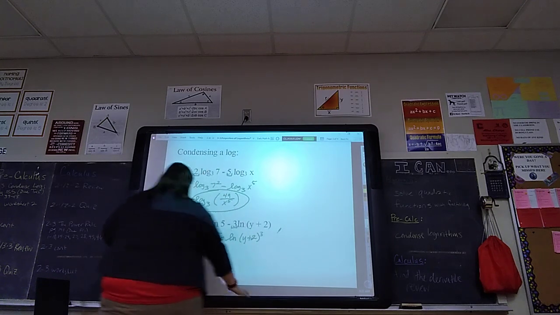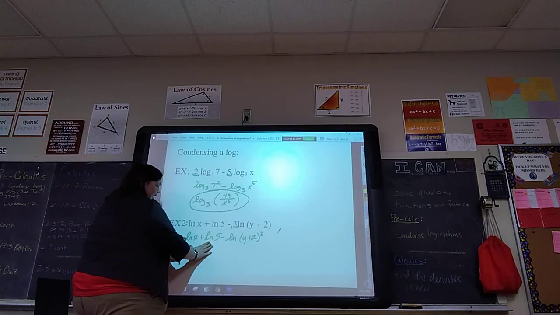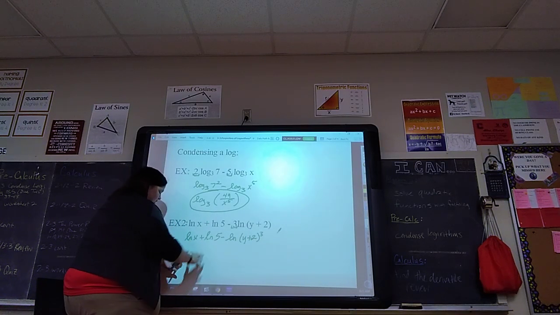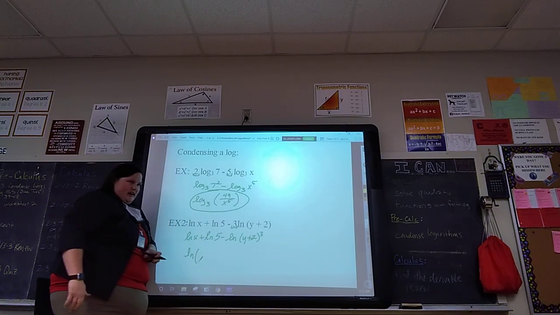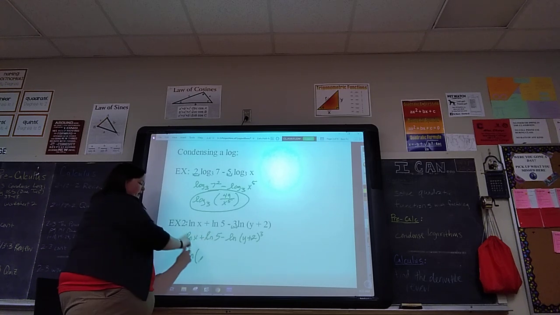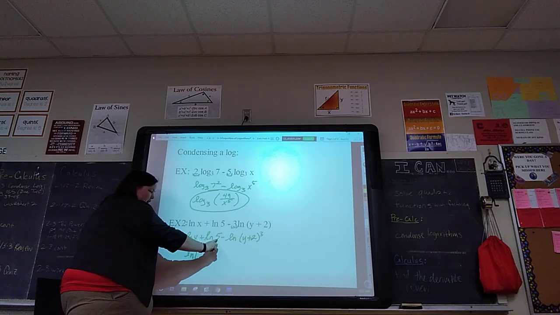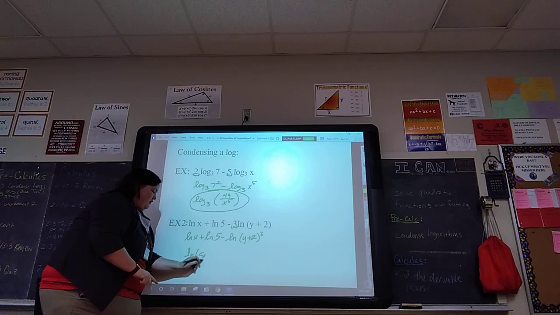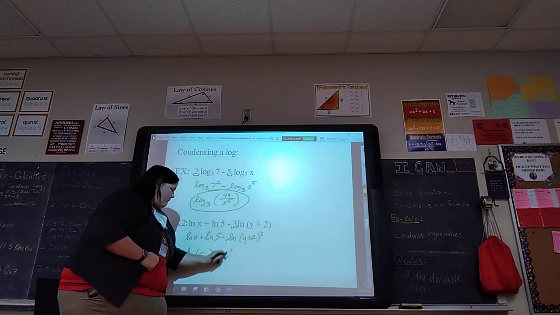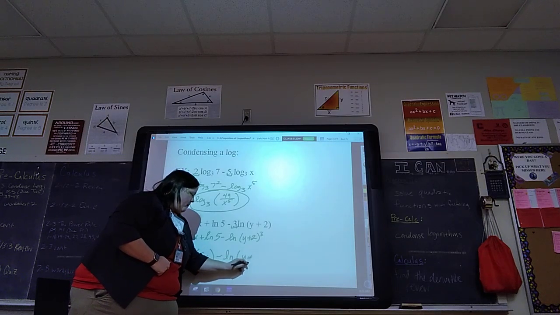So I'm just going to condense these first 2 ln's. This one's going to stay as is for right now, but I'm going to take these 2 ln's and make it just 1 ln. Now they have an addition in between them. What does that translate to when I condense it? Multiplication, yep. So you're going to say x times 5, which I'm just going to make 5x because that's typically how we write that.